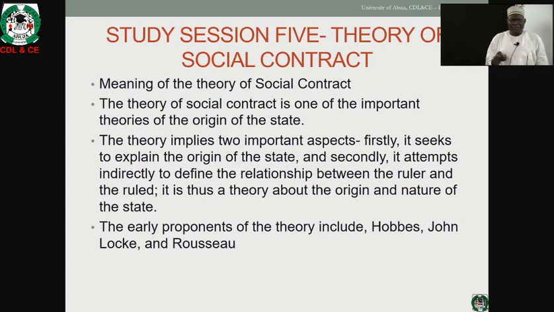There are so many write-ups about this theory of social contract. The origin itself gives us the background of the theory of the origin of the state. If you cast your mind back to our earlier sessions, we defined the state as that entity that occupies a territorial environment, with sovereignty and government. So for you to understand the concept of the state properly, in social science and political science, the theory of social contract is always mentioned, because it gives you that insight and background of the origin of the state.